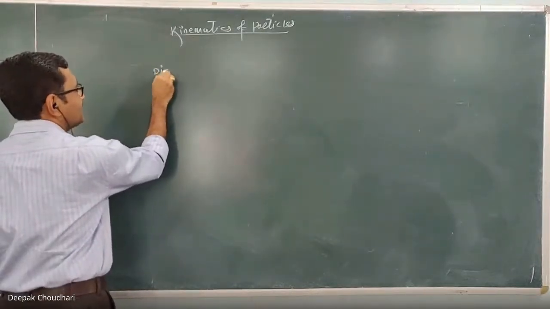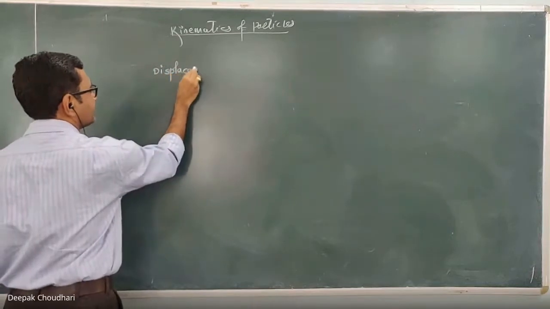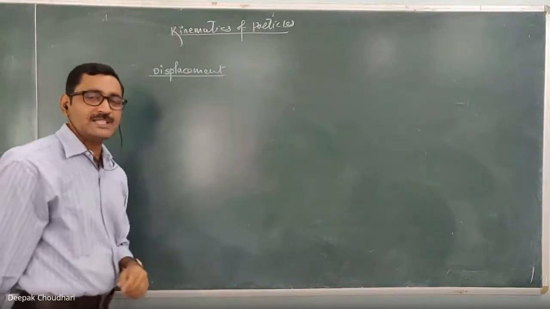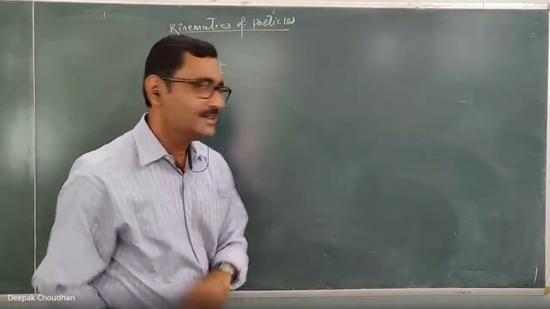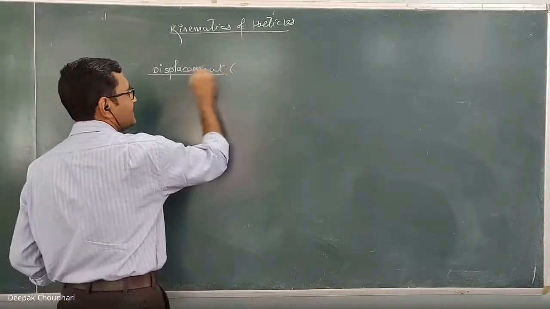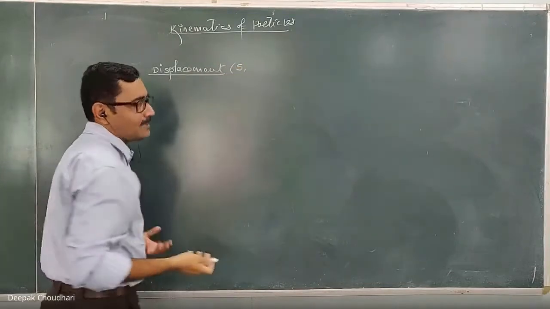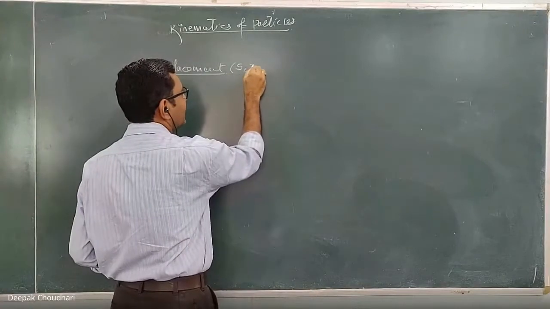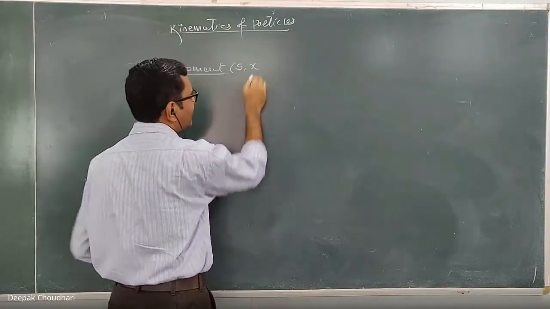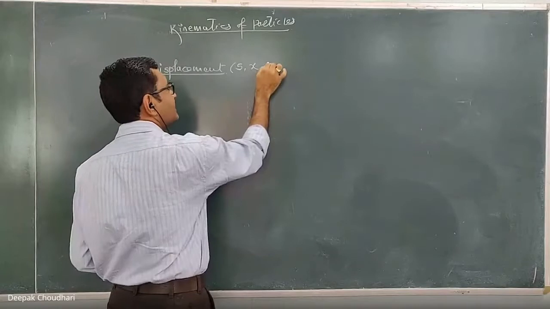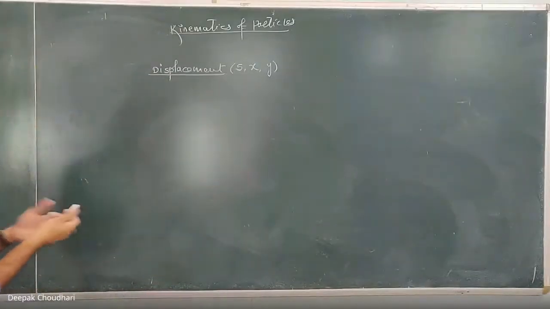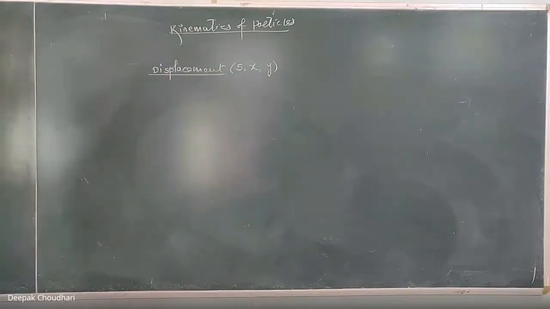The first one is displacement. Displacement is a vector quantity. For complete specification, we require its magnitude as well as direction. This displacement is denoted by S, the general letter used. If the displacement is along the x-axis, we can denote it as x. If the displacement is along the y-axis, we can denote it as y. But S is the common letter used to denote displacement. Now the important thing is how you are going to define displacement.